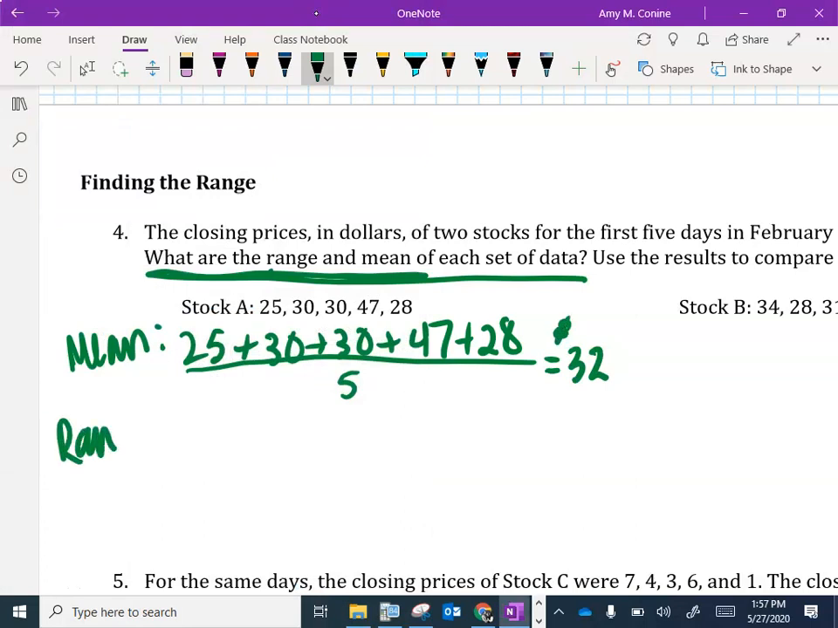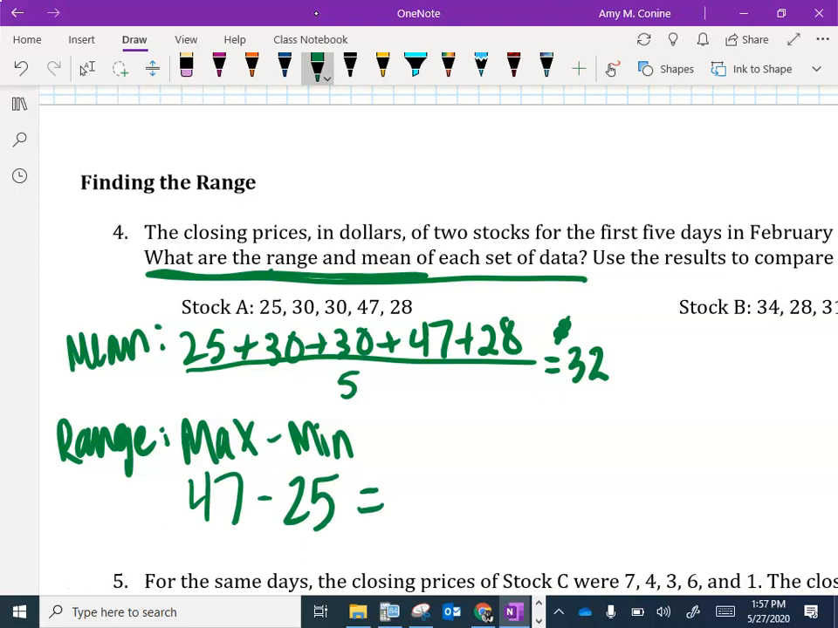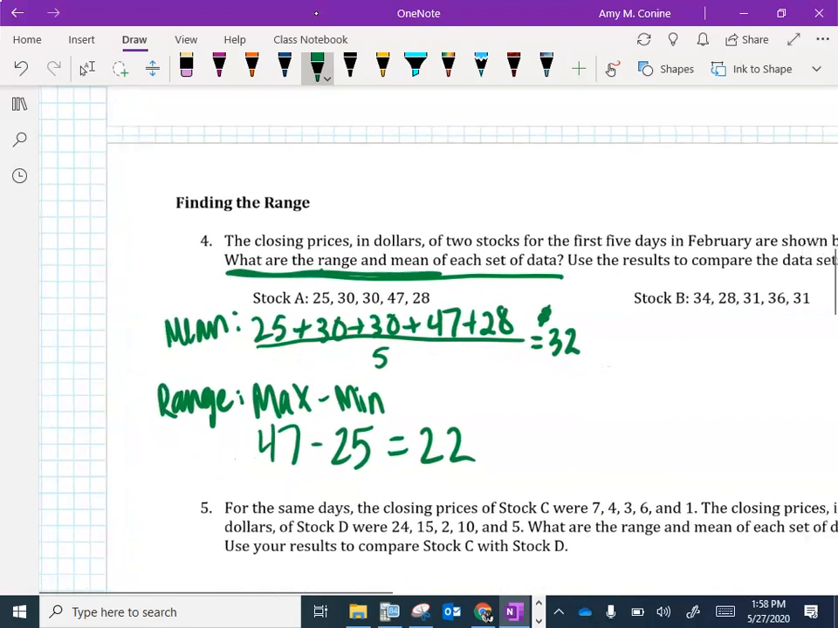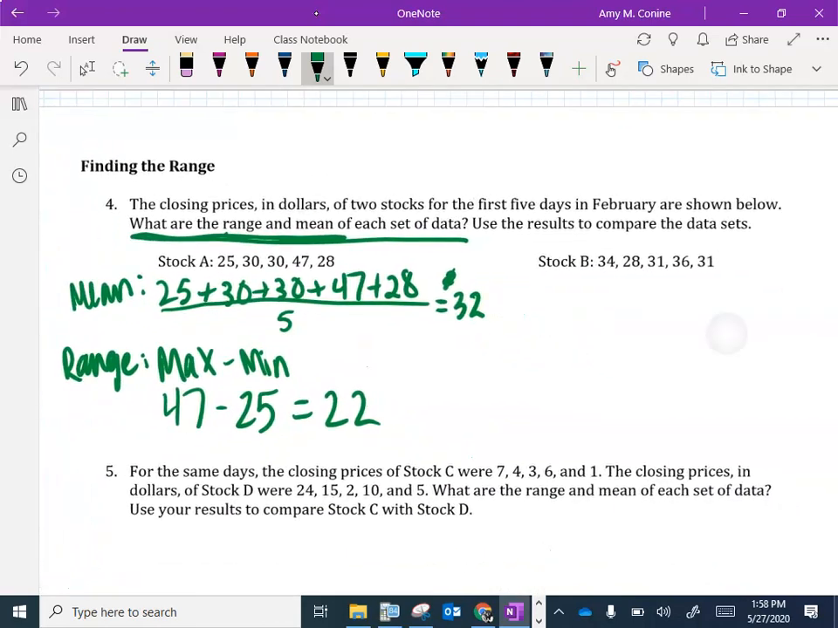And then finding the range is actually pretty easy. As we wrote in our definition, we're going to take your biggest number and we're going to subtract your smallest number. So here the biggest number is 47 and the smallest is 25. So you should have a range of 22. So I'm going to have you go ahead and do the same thing for stock B. So go ahead and do that now.